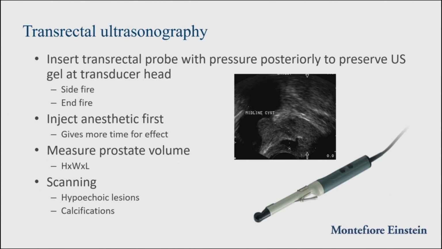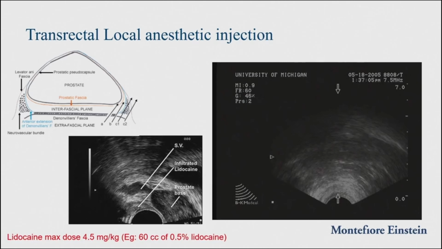And you certainly can start with a prostate volume measurement, height times length times width. If you already have volume from an MRI, I would argue you perhaps don't need that. And just start with a quick scan of the prostate. Are there any hypoechoic lesions that perhaps was not seen on the MRI, or large calcifications that you may need to consider? For the transrectal local anesthetic injection, I'll show you a video in a moment.